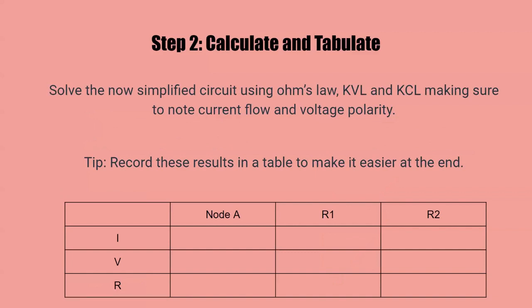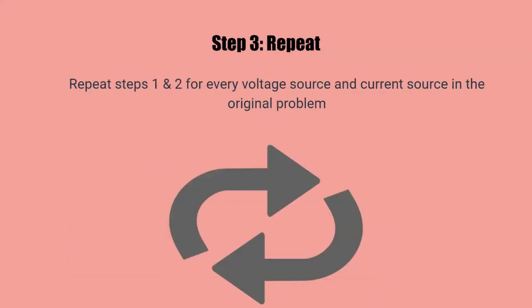You analyze the simplified circuit using Ohm's law, KVL, or KCL, any other electrical concepts you may normally use to solve a simple circuit, making sure to note the current flow and the voltage polarity. That's a really important step to make sure you get the right answer in the end. A good tip is to record those in a table to make it easier at the end to combine all your answers. Step 3, repeat this for every voltage source and current source in the original problem.